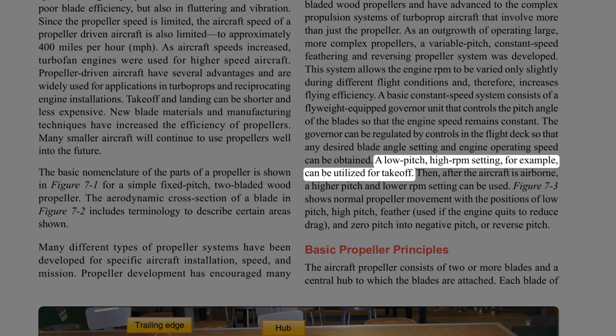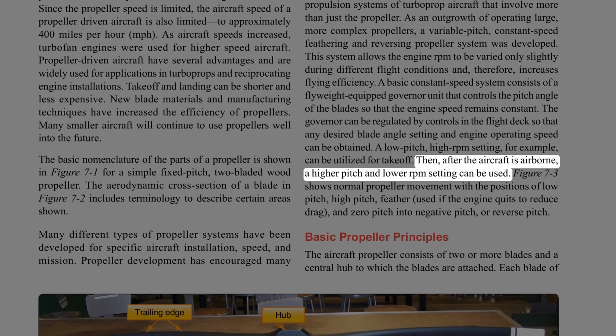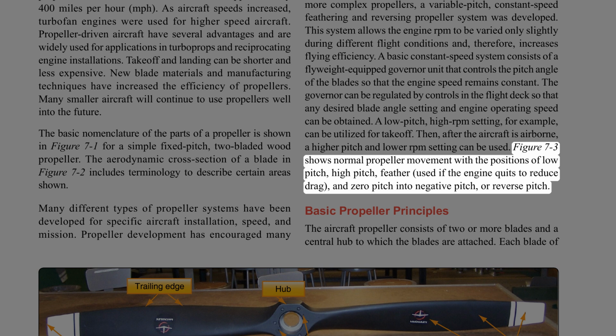A low-pitch, high RPM setting, for example, can be utilized for takeoff. Then, after the aircraft is airborne, a higher pitch and lower RPM setting can be used. Figure 7:3 shows normal propeller movement with the positions of low pitch, high pitch, feather, used if the engine quits to reduce drag, and zero pitch into negative pitch, or reverse pitch.